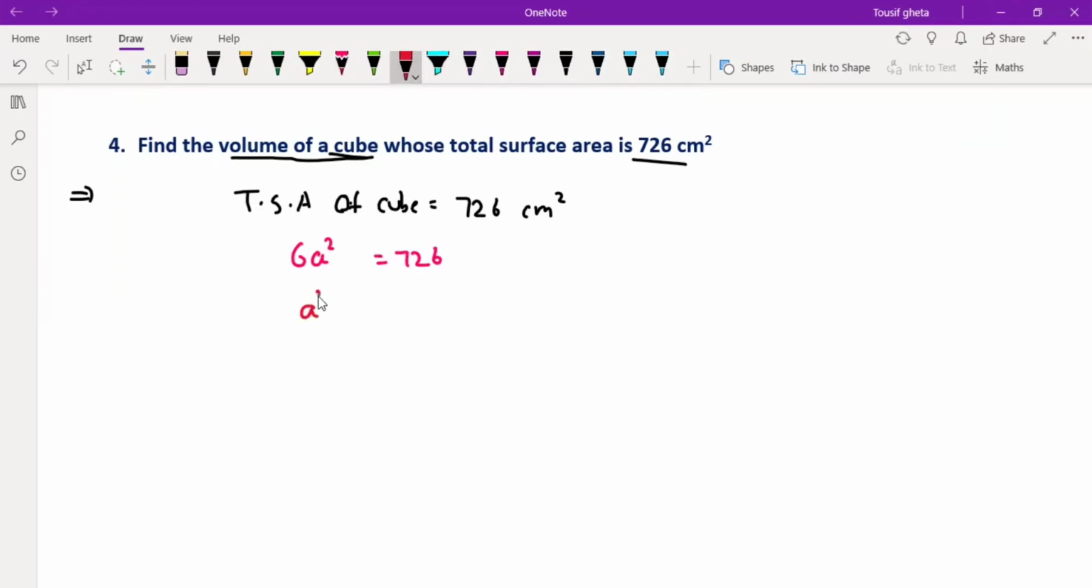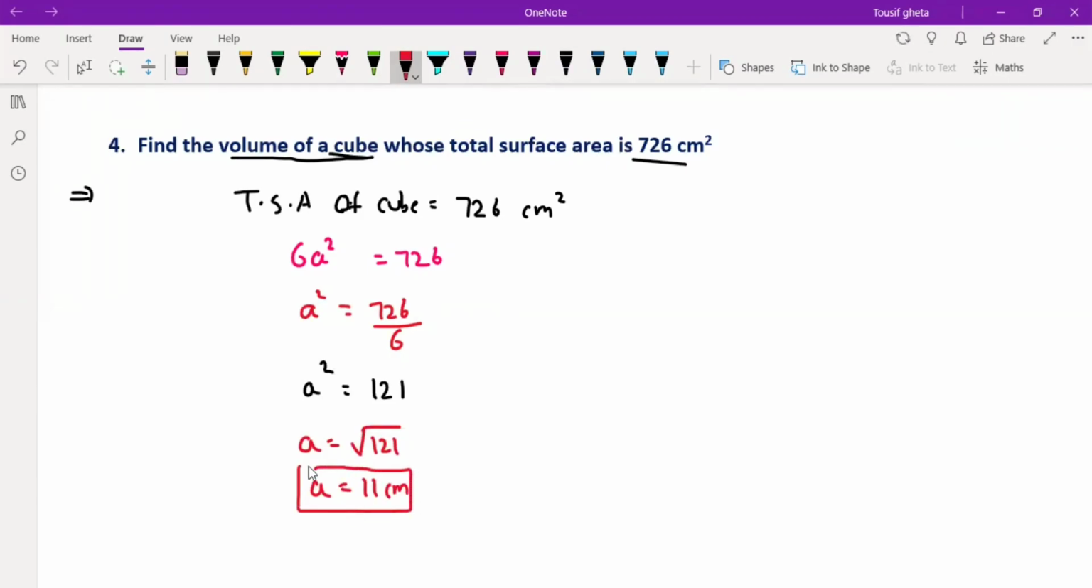So side square, that is a square, is equal to 726 divided by 6. There is a bit of cancellation. If we divide it, we get the value as 121. Now transpose the square to the right-hand side. That becomes root 121, and we know the value of root 121 is 11 centimeter. That is the side of the cube we got. Using this side value of the cube, we are going to find the volume of the cube.